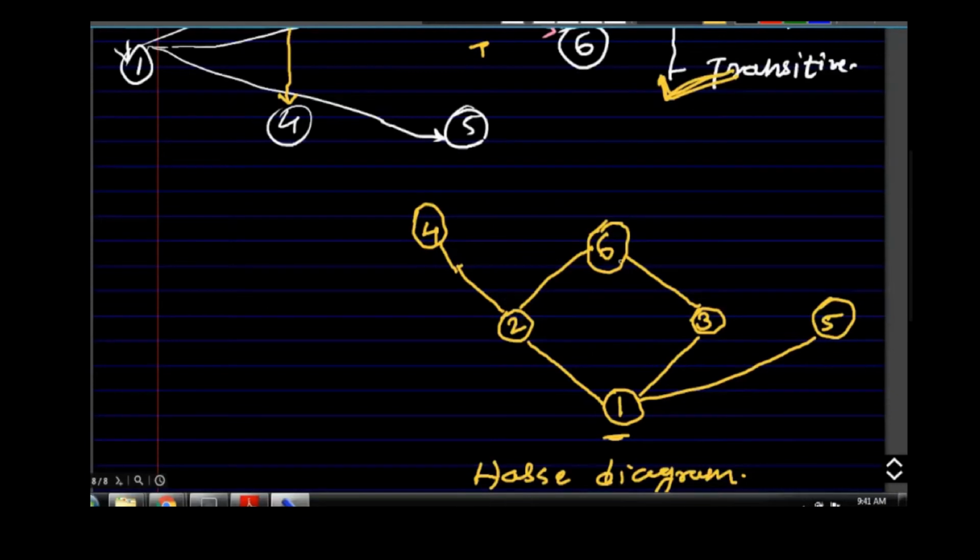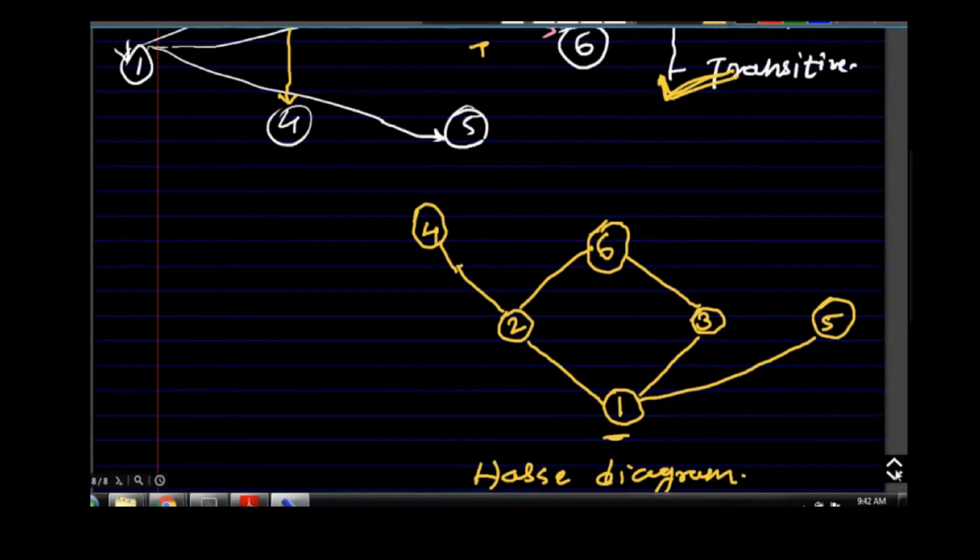Then this 2 has a relation to 6, 3 has a relation to 6. So this we have represented as a common relation of 6. So 2 has a relation to 6 and 3 has a relation to 6. And finally, 2 has the relation over 4. So this is your complete Hasse diagram.